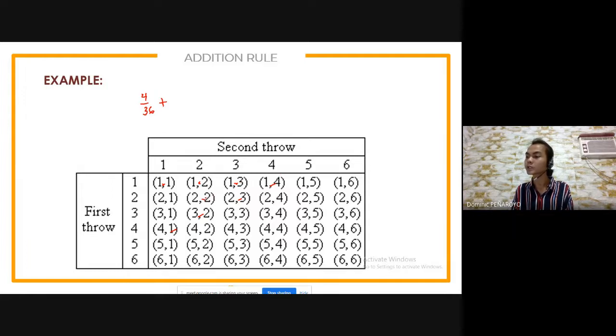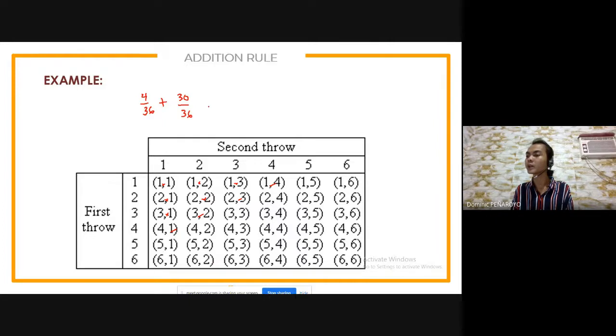2, 2, hindi din siya pasok. So, meron na tayong 1, 2, 3, 4 na hindi pasok. 2 plus 1, hindi din siya. 3 plus 1, hindi din siya. So, meron tayong 1, 2, 3, 4, 5, 6 na hindi pasok. Ano? So, ibig sabihin, i-minus lang natin since alam natin na ang cardinality niya is 36. So, 36 minus 6. Okay? So, we will have 30 possible outcomes and then over 36.